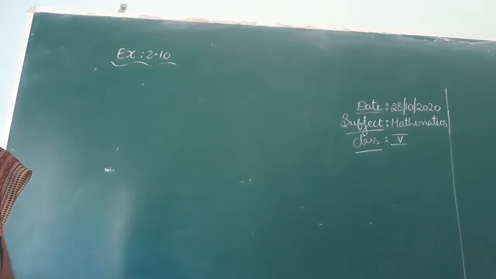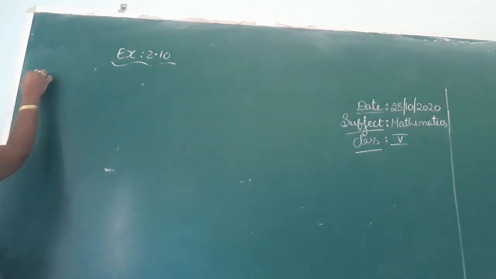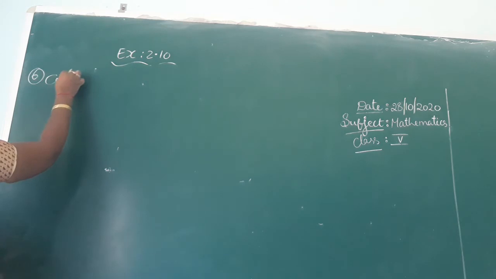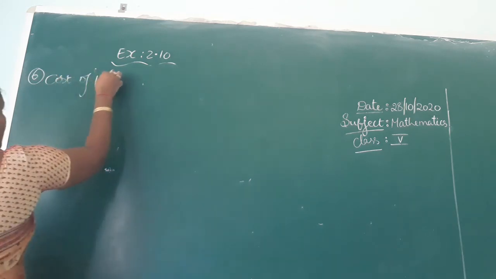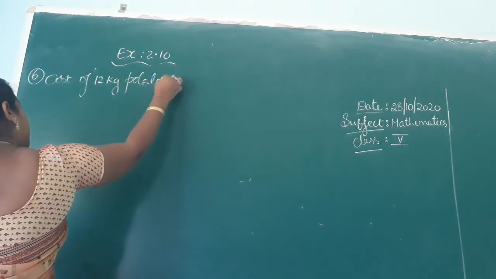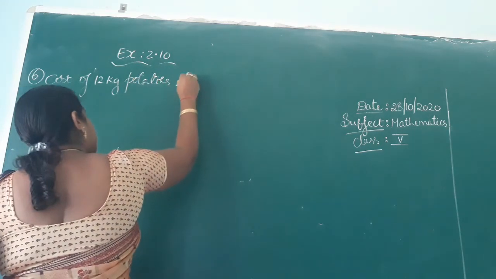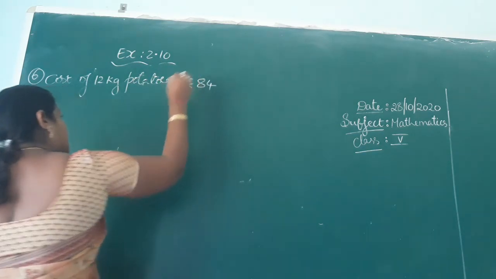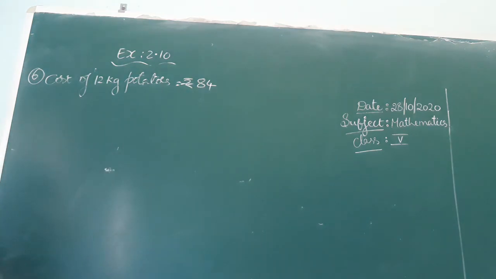They are given the cost of 12 kg of potatoes. Cost of 12 kg potatoes is nothing but 84 rupees.